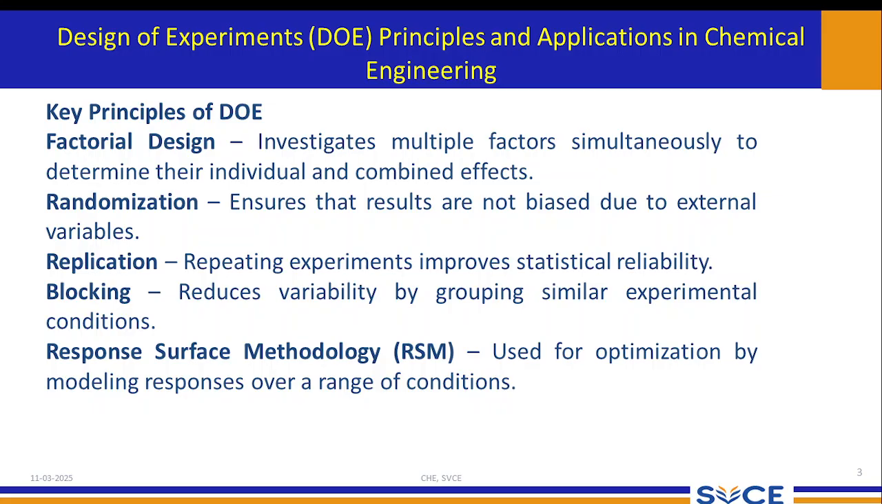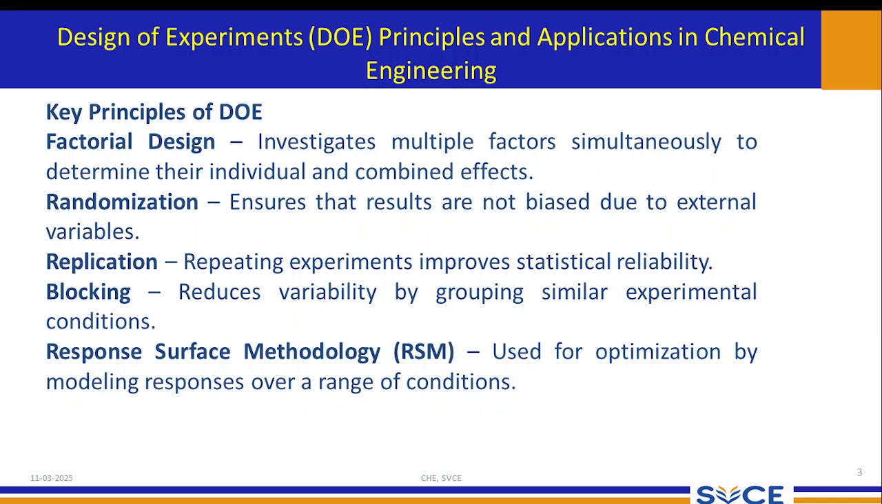So, what are the key principles of design of experiments? The factorial design, randomization, replication, blocking, and response surface methodology. These five principles are not independent. It may be a combination as per the requirement of the problem statement. For optimization, mostly the factorial design as well as response surface methodology can be adopted. We will try to see what these five principles mean in this lecture.